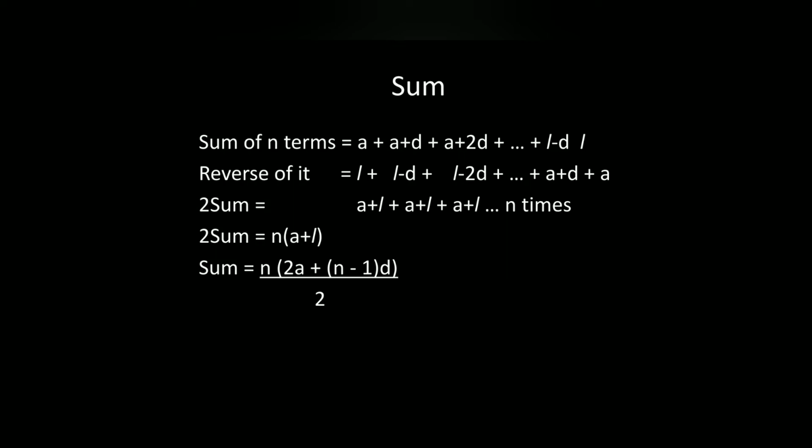I hope you have understood this. Moving further, l is the last term, which can be denoted as a plus n minus 1 into d. Similarly, 2 sum is equal to n bracket a plus last term, and the last term is a plus n minus 1 into d. That is why we wrote sum is equal to n by 2 into 2a plus n minus 1 into d. This is the formula for the sum of an AP, which is being derived over here.